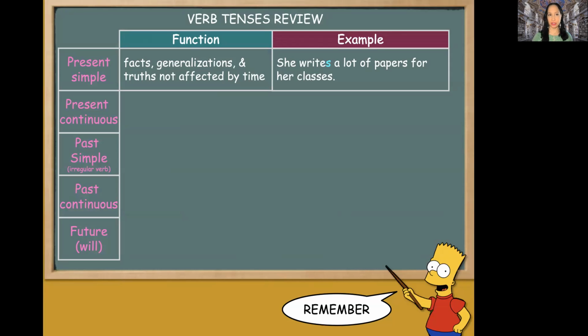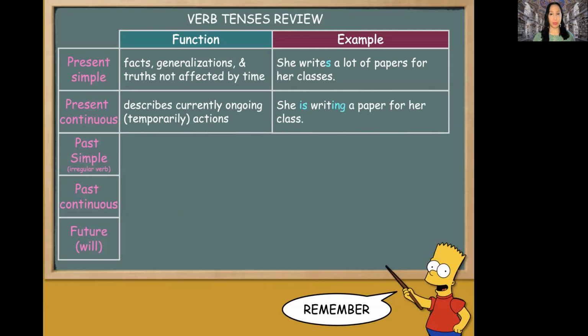Now, what's the function of the present continuous? Does anyone remember? That's right. It describes currently an ongoing action, and it's typically temporary. Okay, so an example would be, she is writing a paper for her class. You notice the ing? That's right.